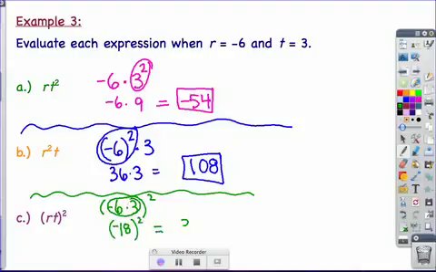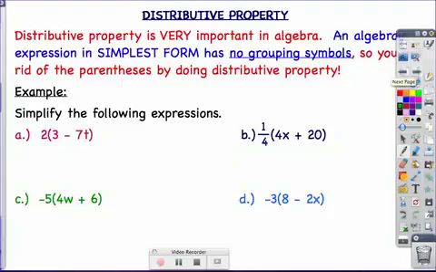The distributive property is very important in algebra. An algebraic expression in simplest form has no grouping symbols, which means no parentheses. In order to get rid of the parentheses, we're going to have to do distributive property, because what's in the parentheses we cannot combine since they are unlike terms. Try these questions on your own, and when you're ready, you may resume.